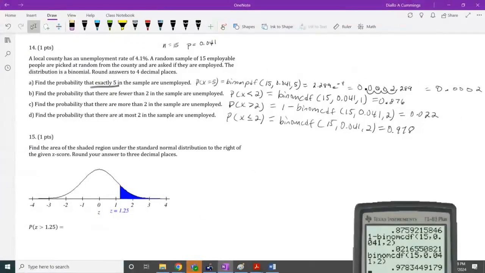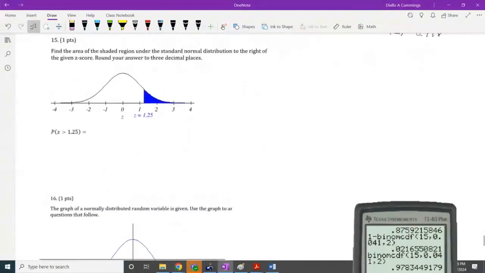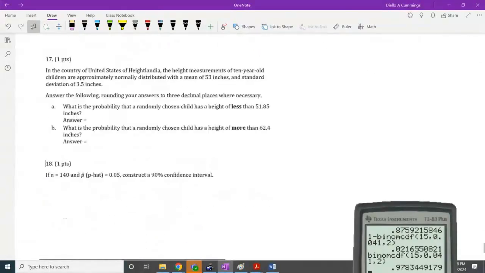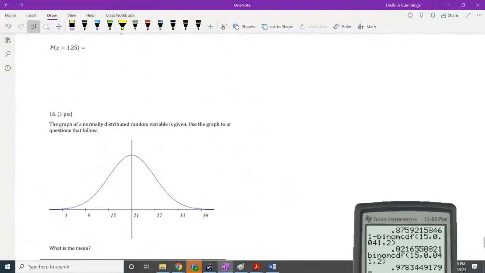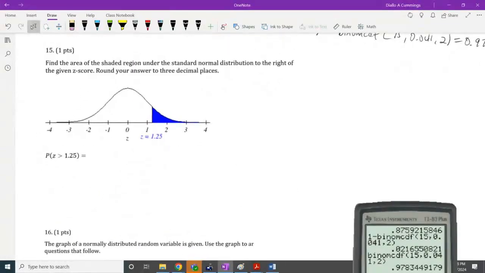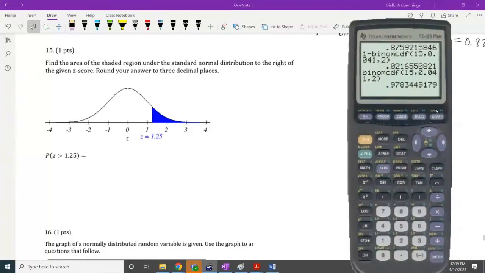All right, numbers 15, 16, and 17 deal with the normal distribution. Number 15 says find the area of the shaded region under the standard normal distribution to the right of the given z-score. Round to 3 decimal places. For this one, we're going to use the normal CDF function.